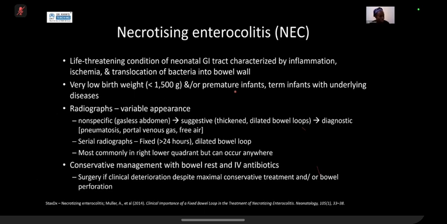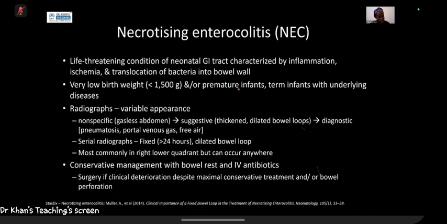Radiographs, like I said, can be non-specific. So we can see anything from a gasless abdomen to distended bowel loops to a non-changing bowel gas pattern. So just because you don't see the classical diagnostic signs of pneumatosis, portal venous gas or pneumoperitoneum, you can never fully exclude NEC on an abdominal radiograph, and it's important that you make the clinicians aware of that.